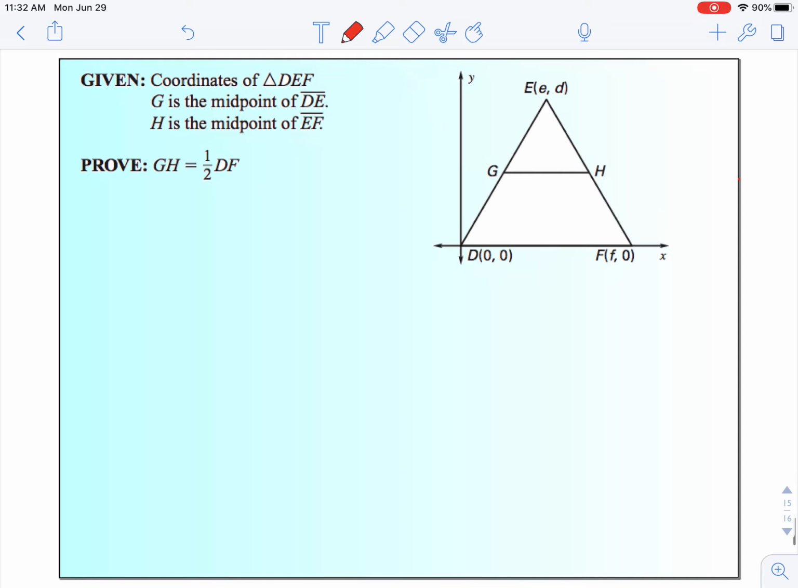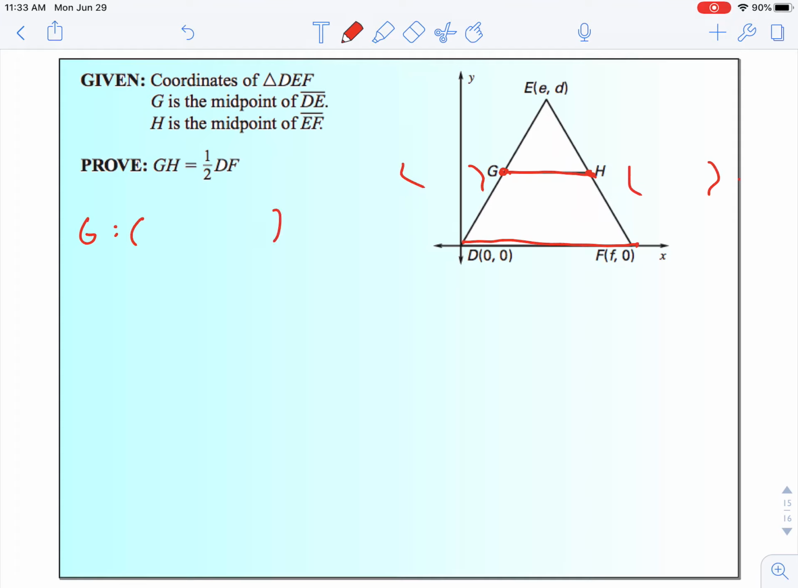All right. So, given the coordinates of DEF and that G is the midpoint of DE and H is the midpoint of EF, I want to prove that GH right here is 1/2 of DF. So what I'd like you to do is try this on your own, and then check back to the notes to see if you actually were able to prove it. Again, this is kind of tricky because you're using variables. You're going to have to find G and H first.